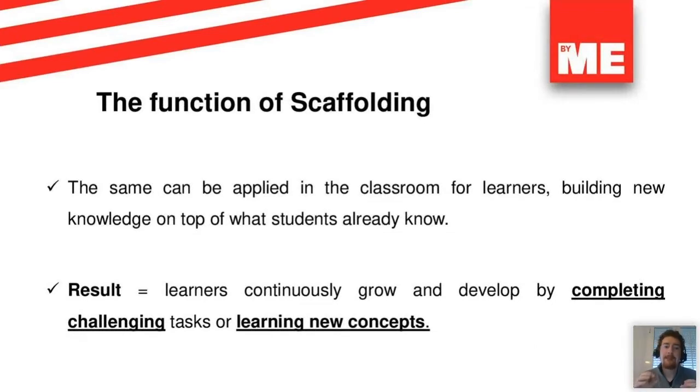Now, the result of helping students in this kind of manner will allow them to continuously grow and develop by completing challenging tasks and learning new concepts. So at each stage, when we break the learning down and we stage it, the student is essentially achieving progressively. And this progressive achievement allows our students to develop their confidence and their competence. So they rely less, maybe, on always asking the teacher, and they trust themselves a little bit more.